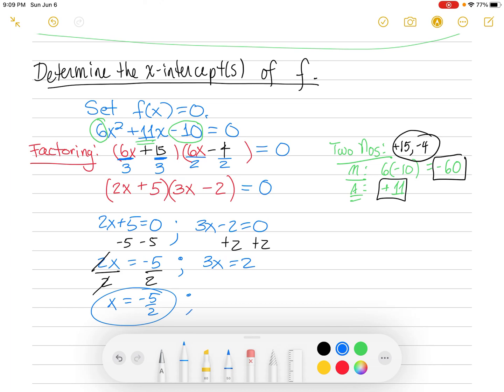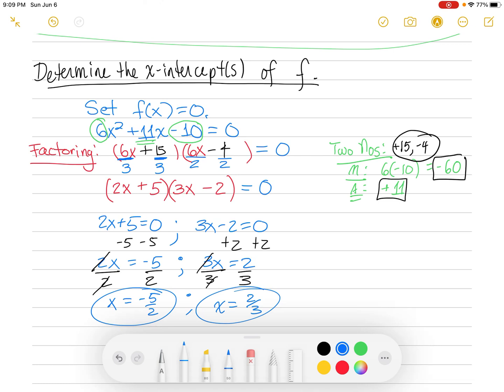For the second equation, you have 3x equals 2. You want to eliminate the multiplication by 3, so you're going to divide both sides by 3, and the 3's will cancel, and you get x equals 2/3. So your two solutions here, your two x-intercepts are negative 5/2 and positive 2/3.